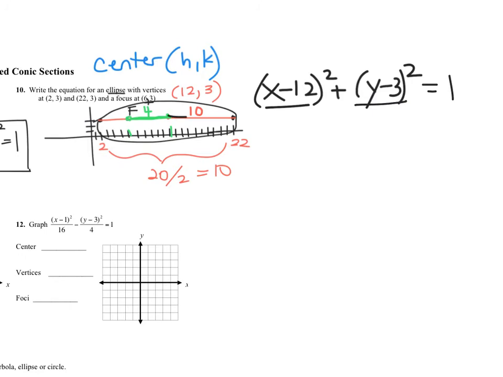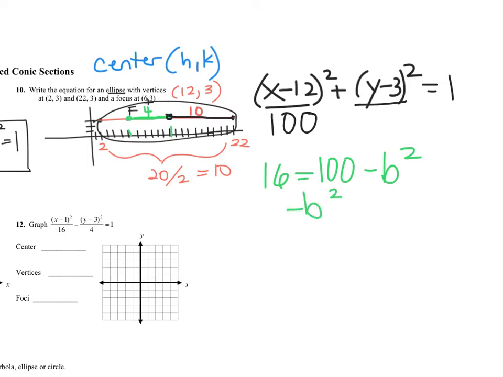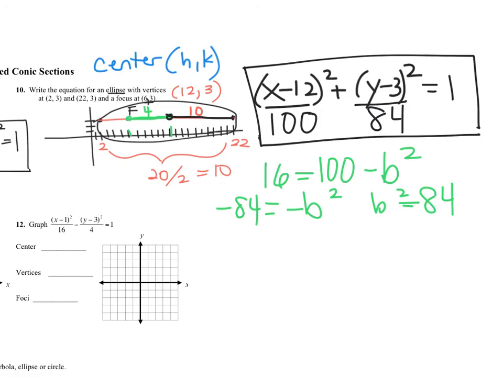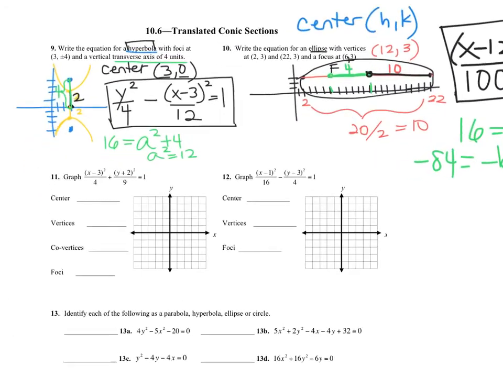So left and right, I went from the center a distance of 10, so that would be 100. And then I have foci, so I have to use my foci equation. Foci equation is c squared equals big number minus small number. So subtract 100 to the other side, and you get negative 84 equals negative b squared. So b squared is 84. Go up here to where b squared is, plug 84 in, and you are done. That was a tough one because it was a lot of big numbers.